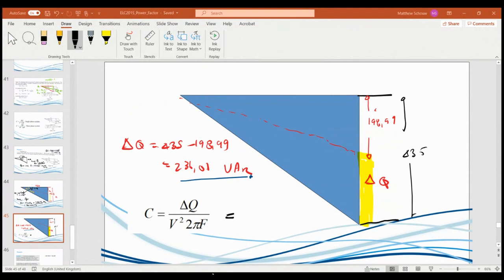Let's have a look. It's supposed to be microfarads. Okay, 40.066 microfarads. Remember this, what was in kilo? Yeah. Voltage squared, 2 pi f. You guys all do that?